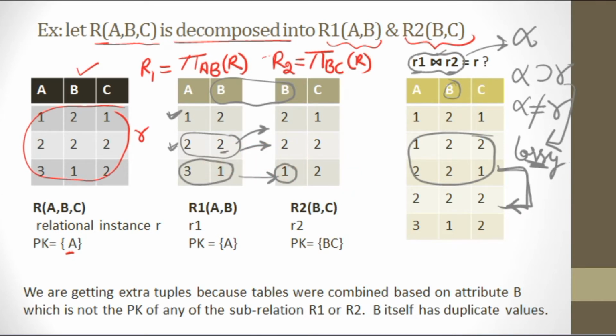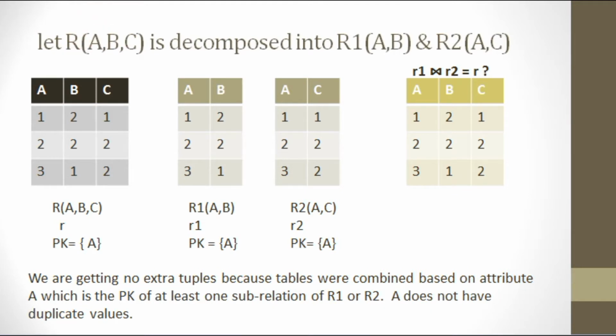So now decompose the same relation into R1(A,B) and R2(A,C), where A is the common attribute. In the previous example, B was the common attribute, but now we are taking A as the common attribute. So we have decomposed it into two subrelations, R1 and R2. Now we have to check whether this decomposition is lossy or lossless.